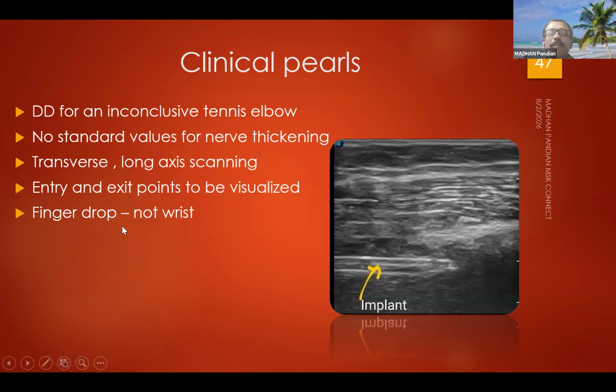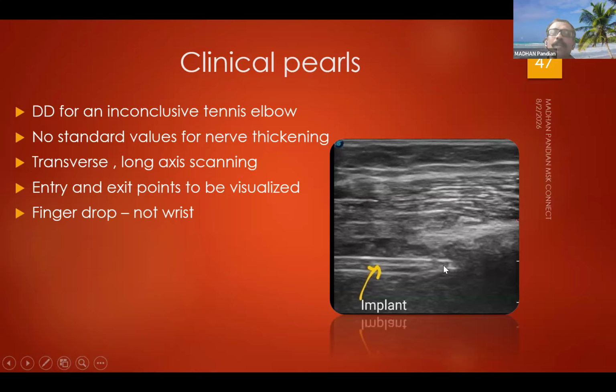One very important thing all of us must understand is these patients are prone to develop finger drop, and they don't develop a wrist drop. If it is a wrist drop, it's a proximal injury, likely to be a radial nerve. And if it is a finger drop, it is more likely to be a PIN entrapment.